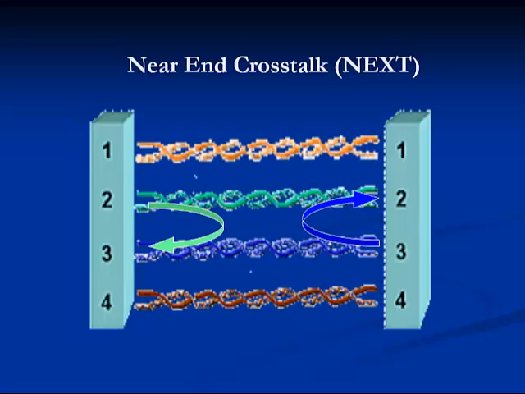When the crosstalk is detected on the same end of the cable that generated the signal, then near-end crosstalk, or NEXT, has occurred. NEXT is most important within 20 to 30 meters, or 60 to 90 feet, of the transmitter. This slide illustrates near-end crosstalk.